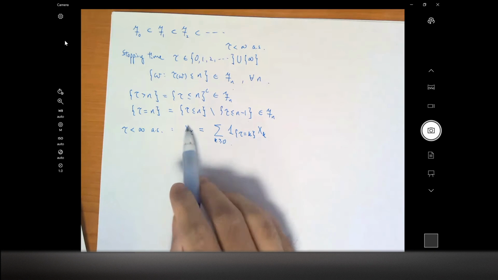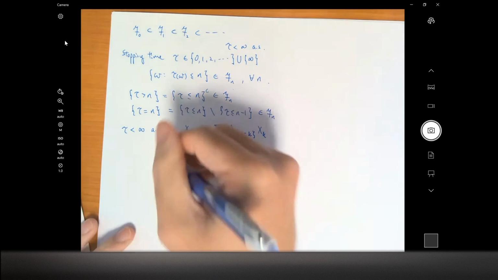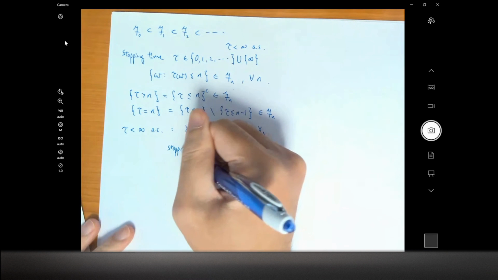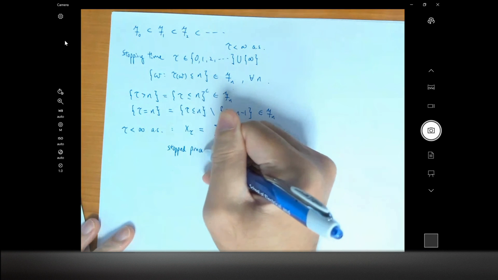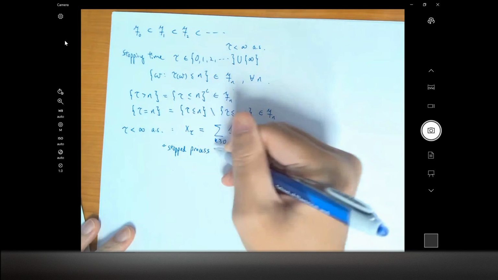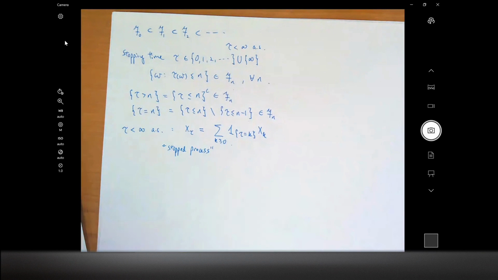So we then say that this x tau is the stopped process. Basically, we are taking the random variable at the stopping time, x tau.